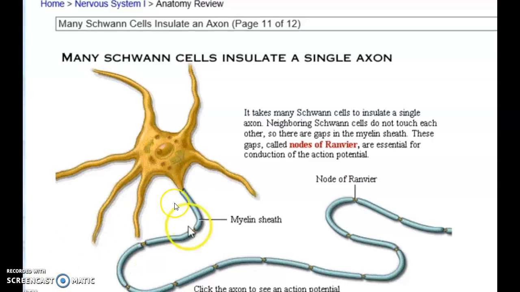Okay, so we're going to watch a little part of the video clip where the action potential is conducted. Note it's only conducted beginning at the axon hillock and only at the nodes, but it's extremely fast, and much faster than if we had to send the signal along the whole axon without the myelin sheath insulating it. Along a myelinated axon.